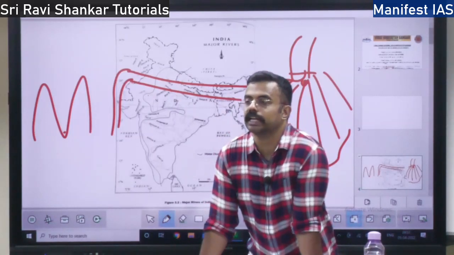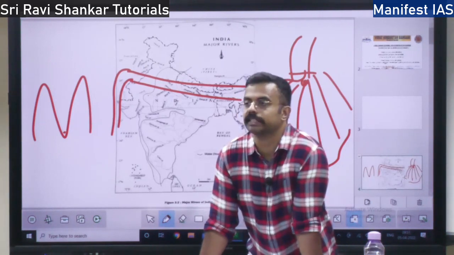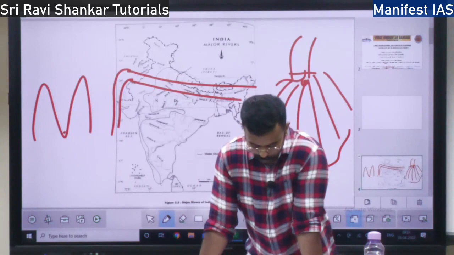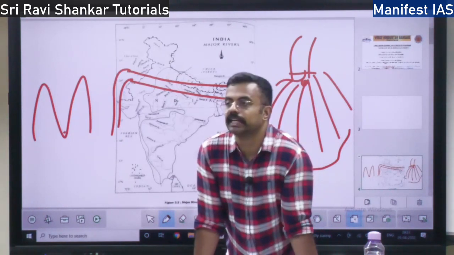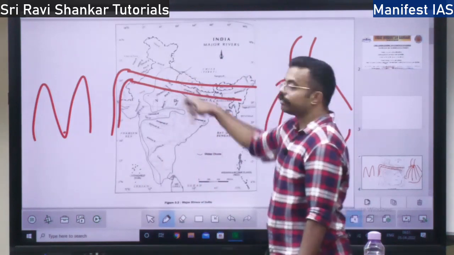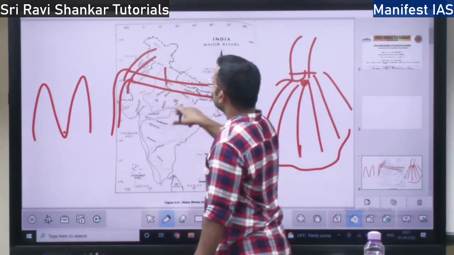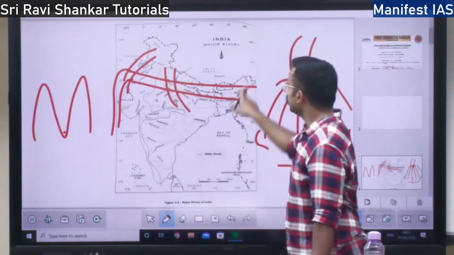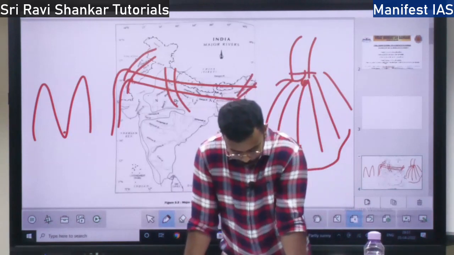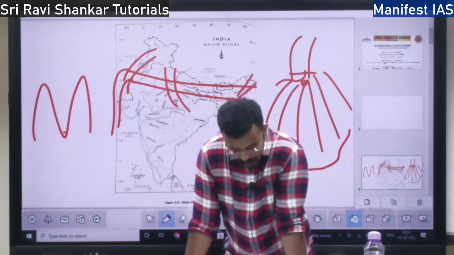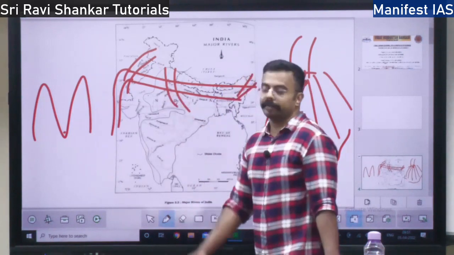In the western section, it became the Indus River and its 5 tributaries: Ravi, Sutlej, Beas, Jhelum, Chenab. Right? And the central division of this river is the Ganga River system. It got divided into west as the Indus River, central as the Ganga River system, and east as the Brahmaputra River system, divided into 3 parts. Right? So why did this division take place? Why did this river get divided?